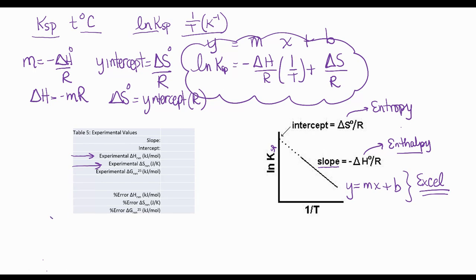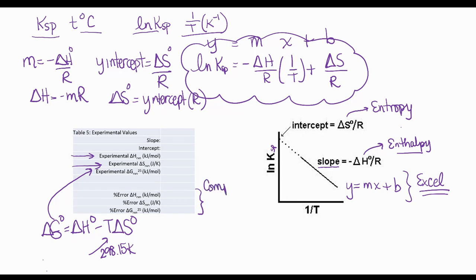Okay, and then from that, we can find the delta G values. So delta G will equal delta H minus T delta S, and we're going to ask you to give that to us at 25 degrees, which is 298.15 Kelvin. Now, if you think back to where we started our lecture, I asked you to determine the theoretical values by doing products minus reactants with the known thermodynamic values. You'll have those in table 6. And you're going to take a percent error, comparing experimental versus theoretical.